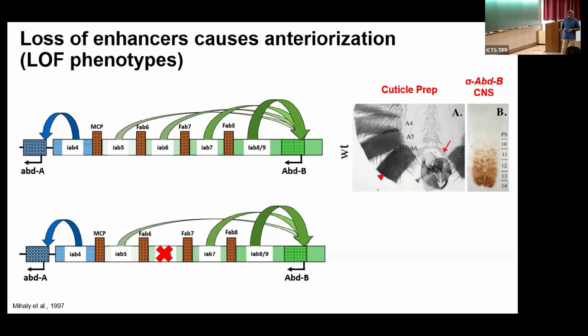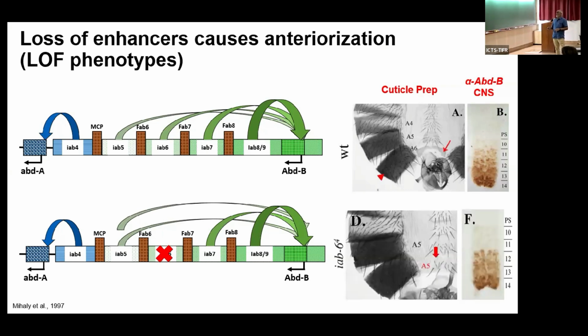Now, if you delete this part, let's say IB6, then the 6th segment will get affected. And the phenotype you see is that instead of 4, 5, 6, you have 4, 5, 5. Right? There is no 6th segment. We know it because you don't see bristles here, you see bristles here. So there are subtle ways of knowing that there is a homeotic transformation. Also, you can see the ABDB level in the 6th has gone down compared to here. So there is an anteriorization, so the 6th has become the 5th segment.